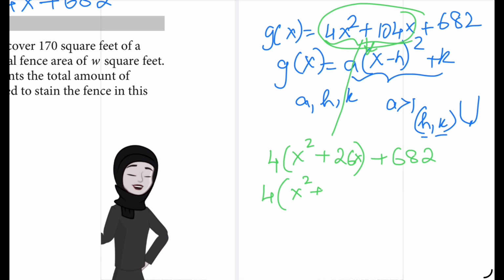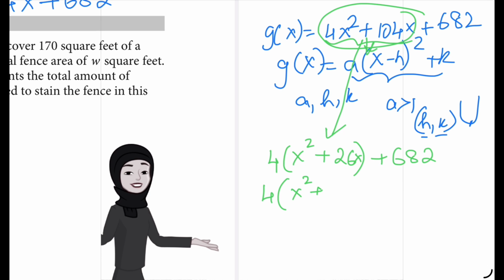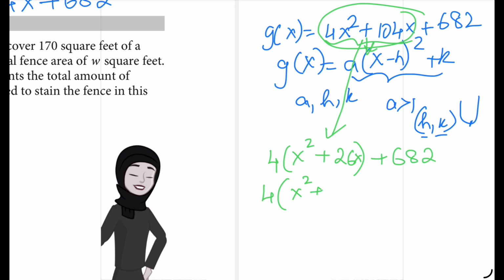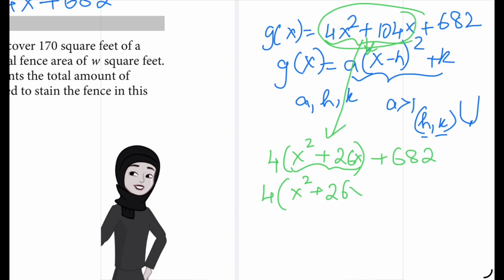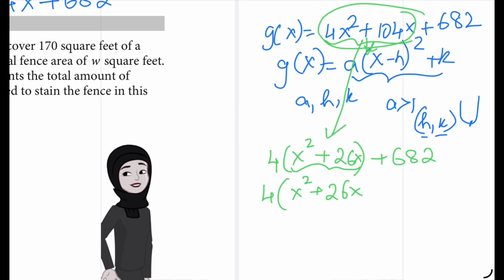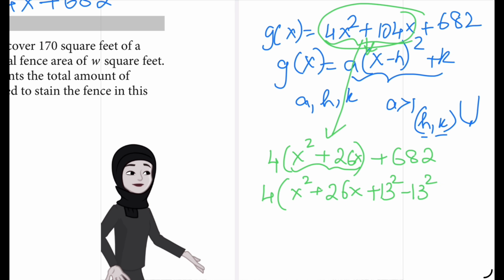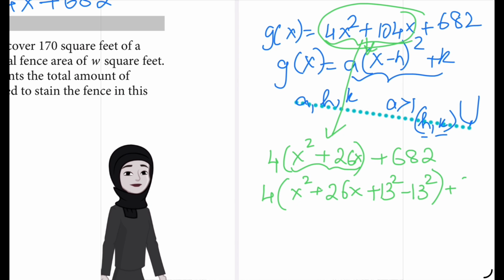So once we take the first two terms, 4x squared plus 104x, 4 is common in that, and we will have x squared plus 26x inside the parenthesis. And now we have to complete the square. To complete the square, if you divide 26 by 2, you will get 13. So you have to add 13 squared and subtract 13 squared. That way you will be able to complete the square. So you will have x squared plus 26x plus 13 squared minus 13 squared. If you are adding 13 squared, you have to subtract also. And the 682 will be there as it is.